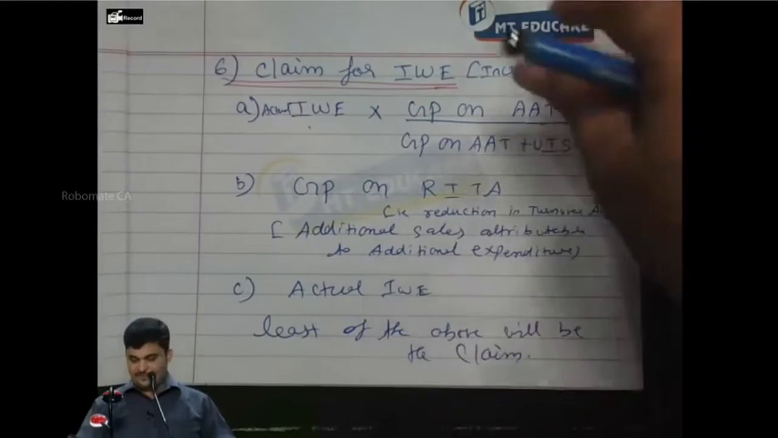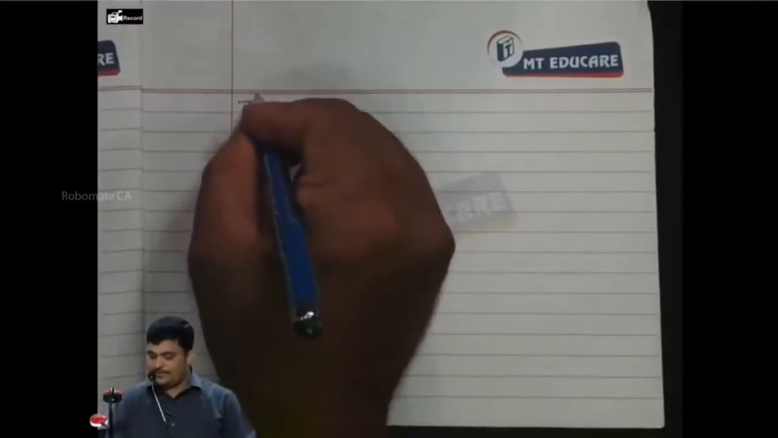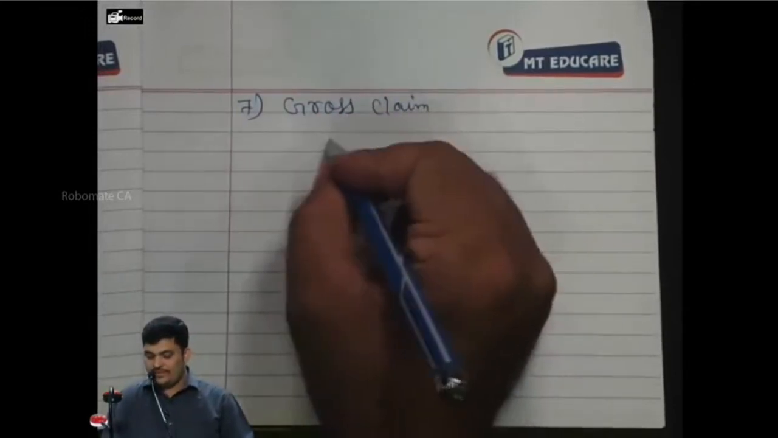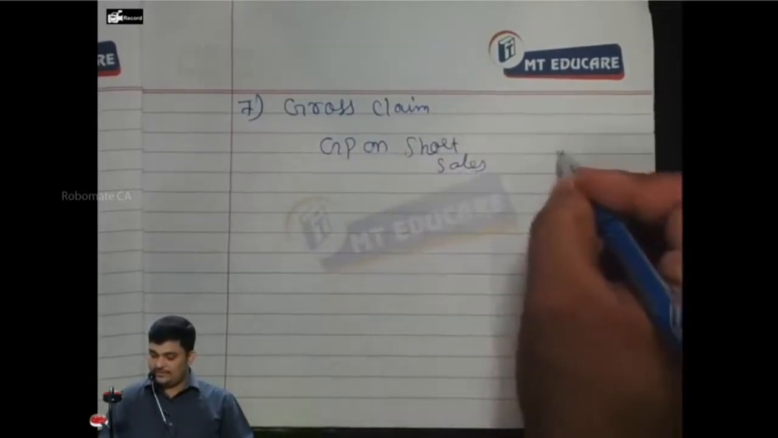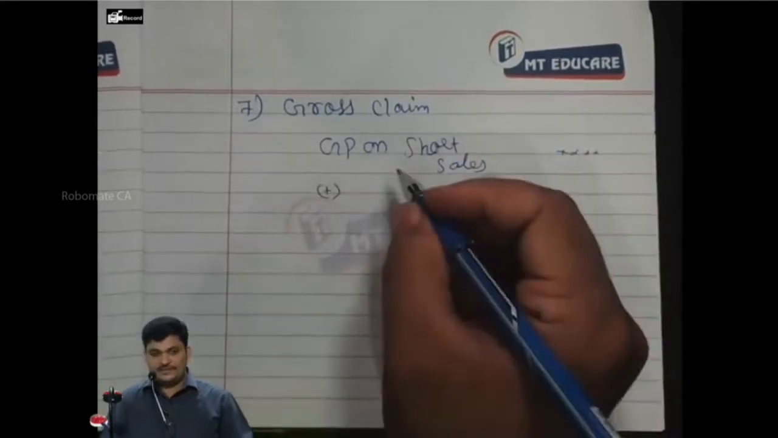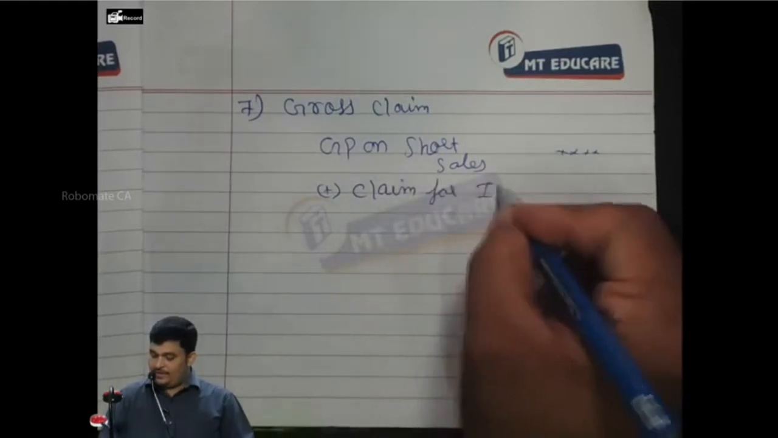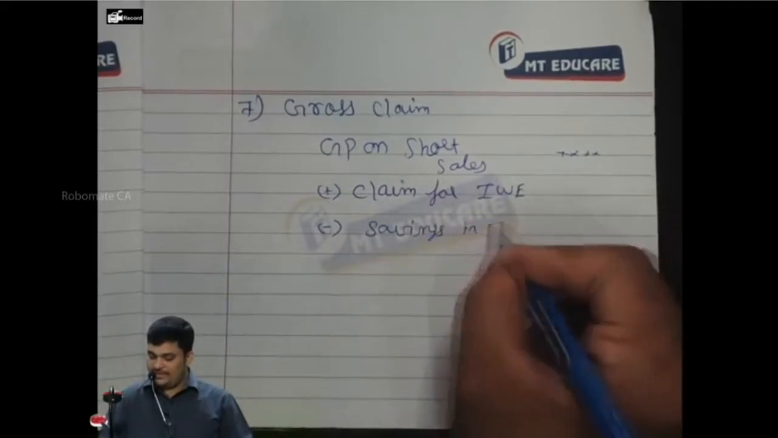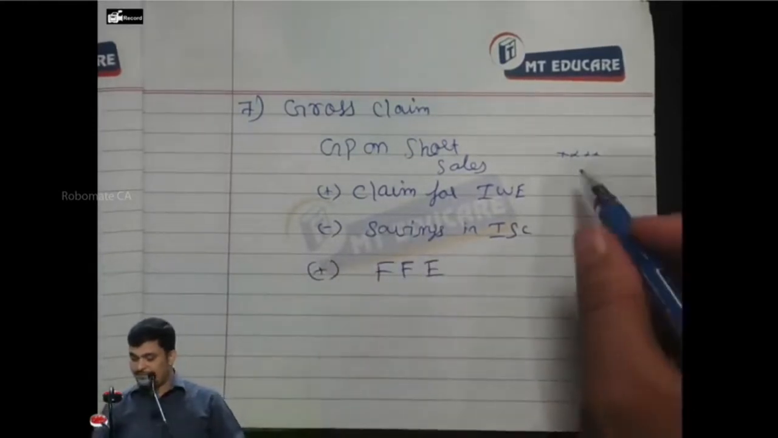Step 7, gross claim, which is GP on short sales plus claim for IWE minus savings in insured standing charges plus firefighting expenses.